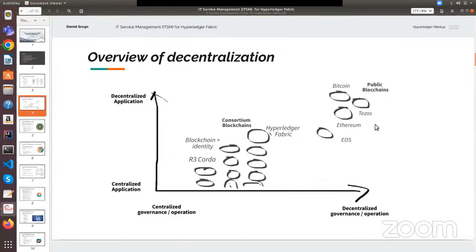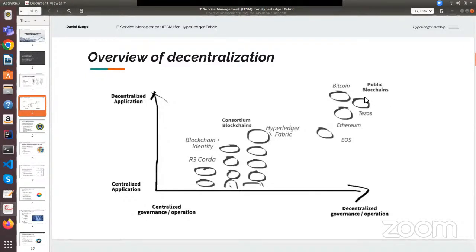So I have a couple of examples here. Usually you might say, hey, if we have decentralized business logic, then we need decentralized governance or decentralized operation as well. But this is not a must. It usually happens that way, but it shouldn't always work that way, especially not with consortium blockchains. So I have several examples here.